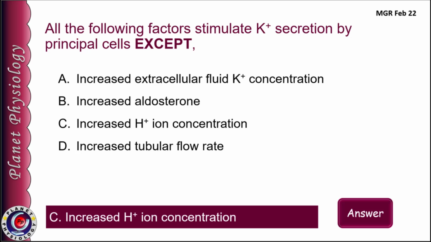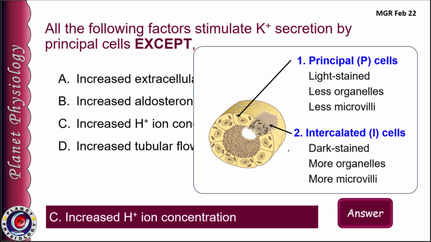Increased hydrogen ion concentration. A few points to confirm this answer. First, potassium secretion is a function of principal cells while hydrogen secretion is a function of intercalated cells. And second, potassium secretion is decreased when hydrogen secretion is increased. This is due to competition for sodium in the tubular fluid.